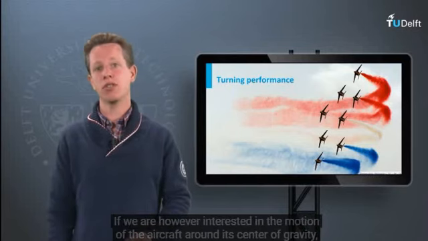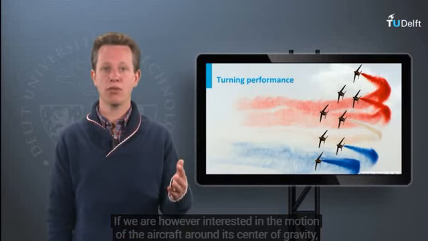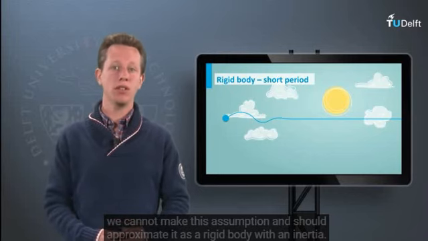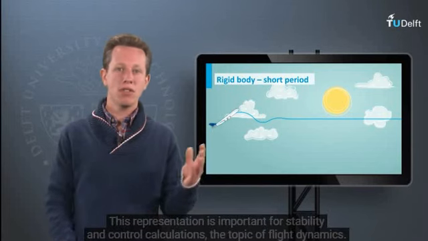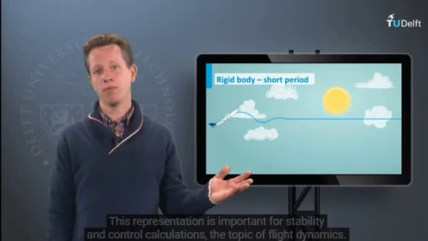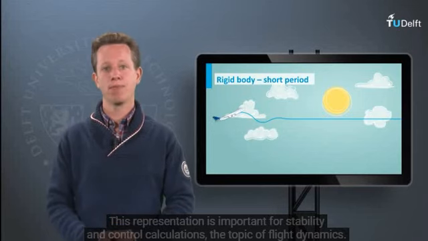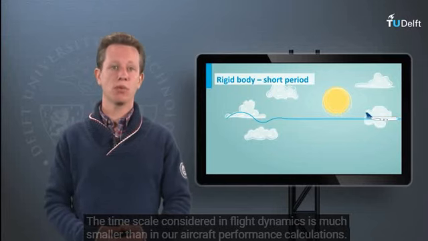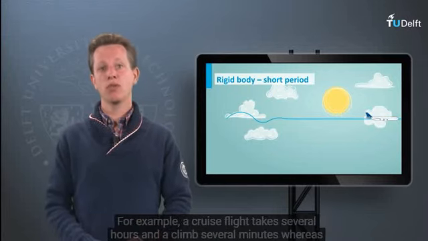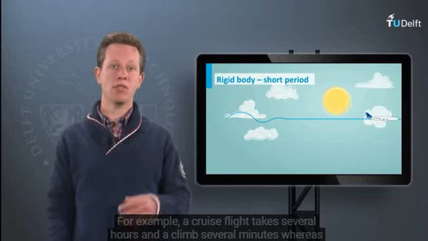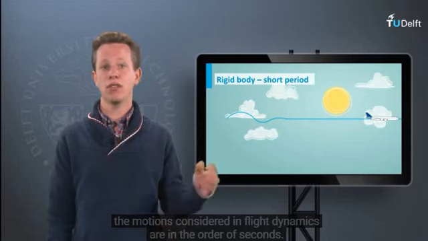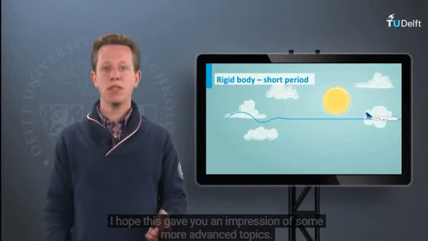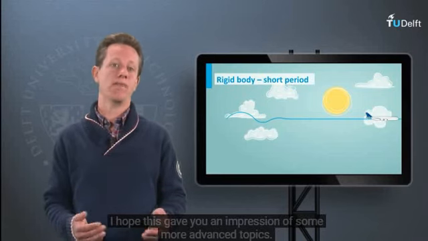If we are, however, interested in the motion of the aircraft around its center of gravity, we cannot make this assumption and should approximate it as a rigid body with an inertia. Now, this representation is important for stability and control calculations, the topic of flight dynamics. And the time scale considered in flight dynamics is much smaller than our aircraft performance calculations. For example, a cruise flight takes several hours and the climb several minutes, whereas the motions considered in flight dynamics, as indicated here, are in the order of seconds. Now, I hope this gave you an impression of some more advanced topics.